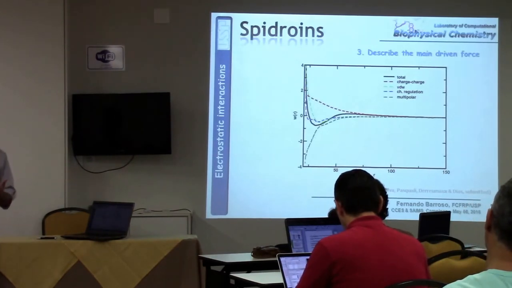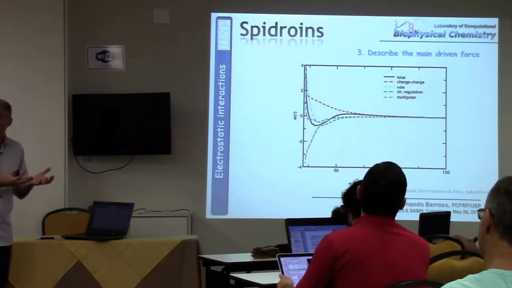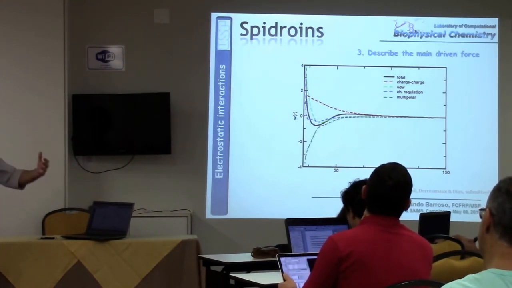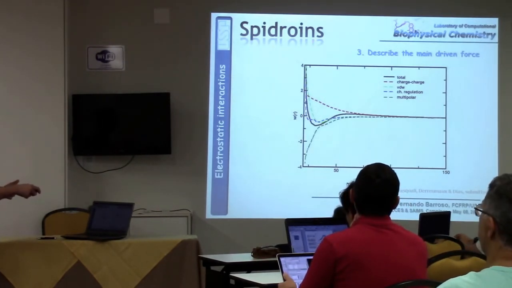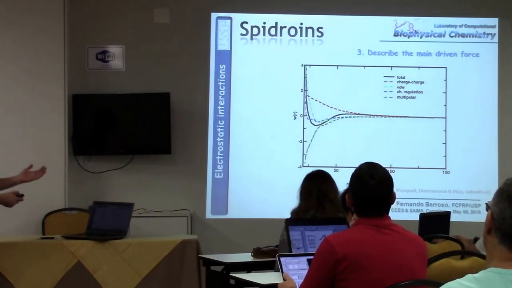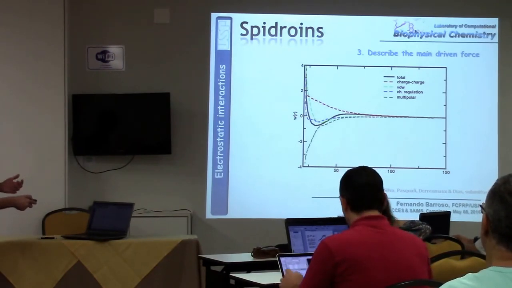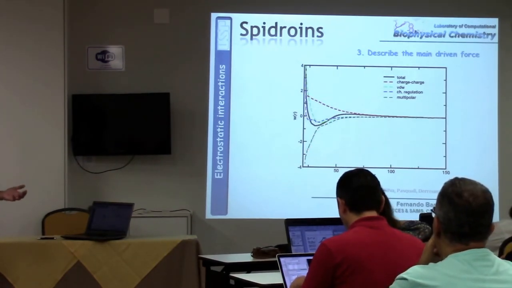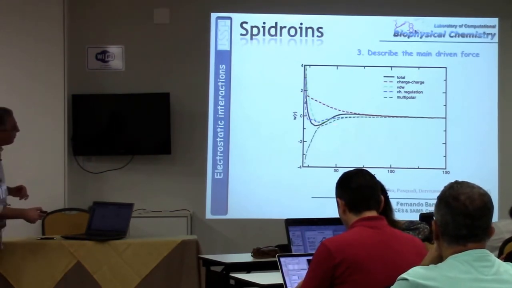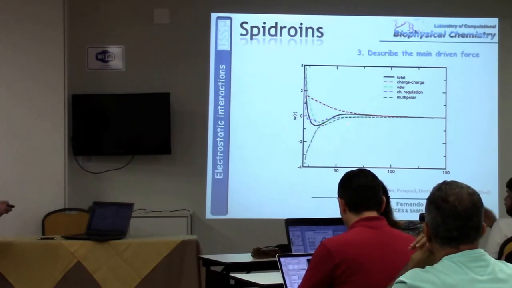The next question is, now we know that we can reproduce nature, but can we understand what the main driving force is? So we have done simulations where we switch on and switch off different interactions and measured again the free energy as a function of distance. And we can see that, in fact, the hypothesis of the dipole is really true. You can see that the main contribution for the complexation that can beat the charge-charge repulsion is the dipole interaction. So dipoles are really important. Of course, there is a small help from the van der Waals and even the charge regulation. But the main contribution is the dipole interaction.